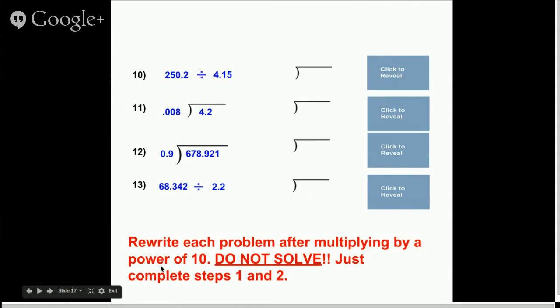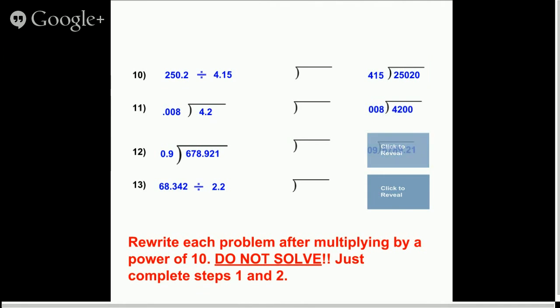All right. Again, do not solve the whole thing. Just do steps 1 and 2. Set this up correctly. Go ahead and pause it. All right. The correct answers are... you should check your work. Go ahead and pause that. All right.